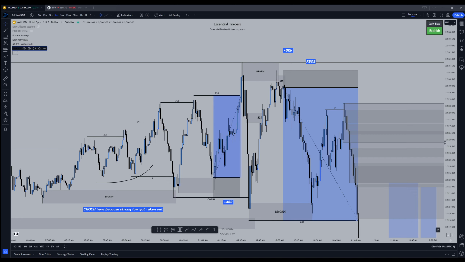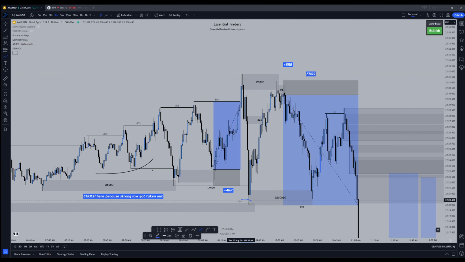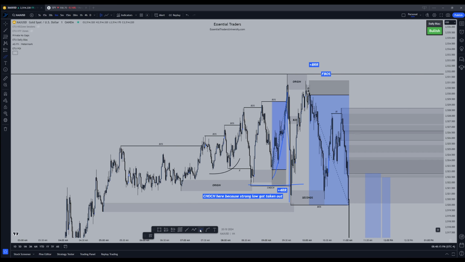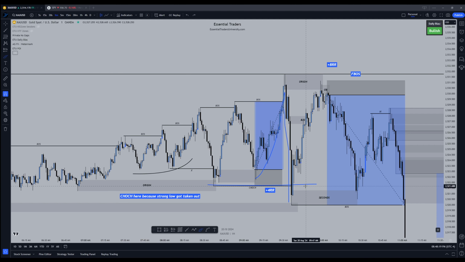My mindset going into this trade was targeting this low here. And if you want to know the reason, it's because this strong low got taken out previously by this move here. So despite making a new high, we then created a new low. This is a change in character here. Okay, and on the left, you can see how mitigation works. We actually mitigated something unmitigated on the 2-minute chart.